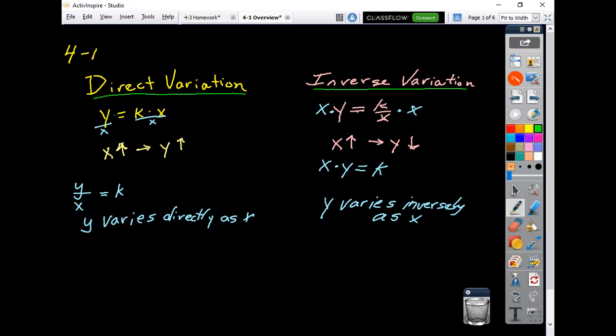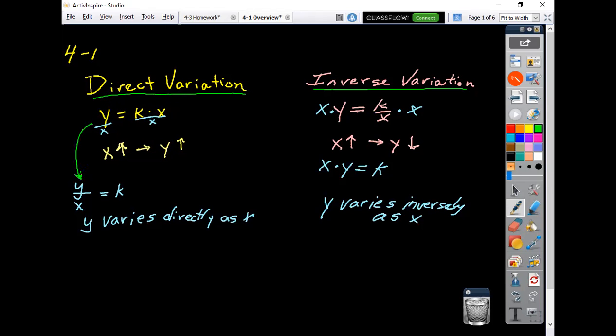as y changes, then x changes in the same ratio. So if x gets bigger, this k is always a constant number. So if x gets bigger, then y has to get bigger. That's what I'm saying right here. As x goes up, y goes up. But if we're going to solve this for k, just an idea that sometimes can also be helpful.